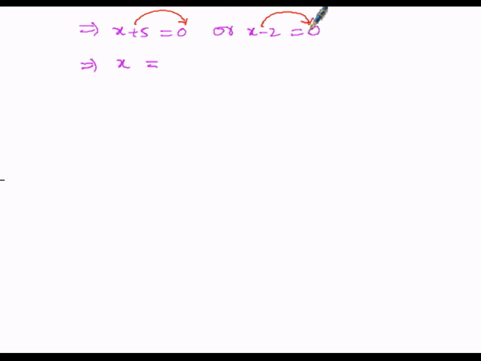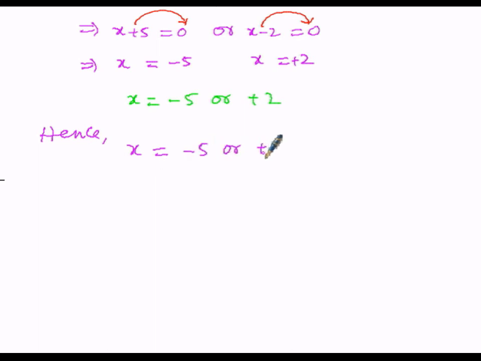So when we transpose plus 5 over to the right hand side, we will be getting minus 5. Similarly, x minus 2 equals 0, when it is transferred over to the right hand side, we will get positive 2. So in this manner I got x equals minus 5 or positive 2. Hence the solution, that is, the x values are: x equals minus 5 or positive 2.